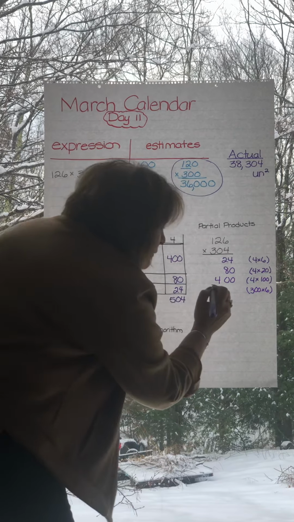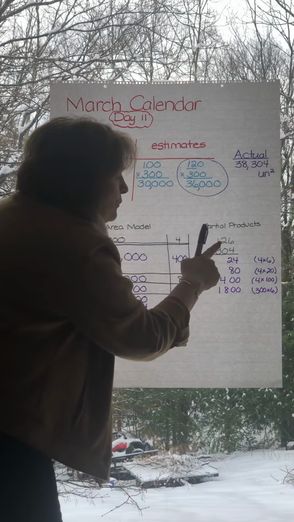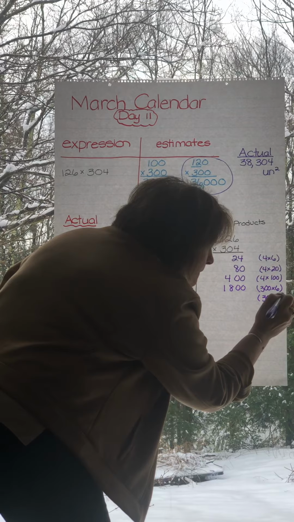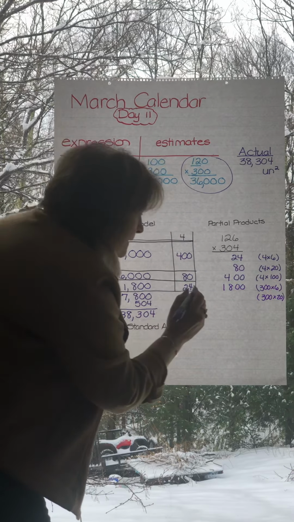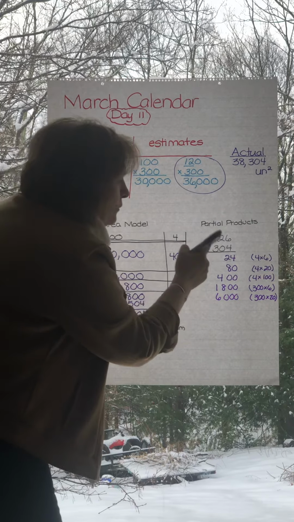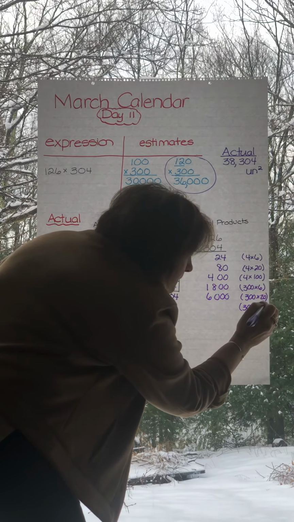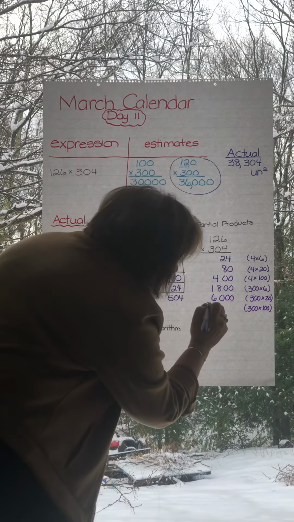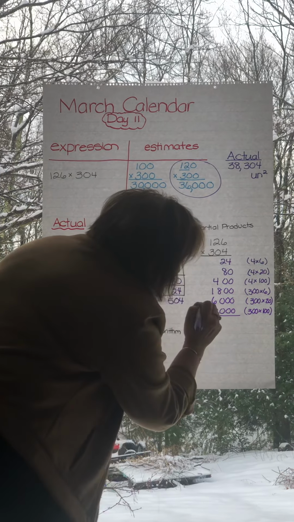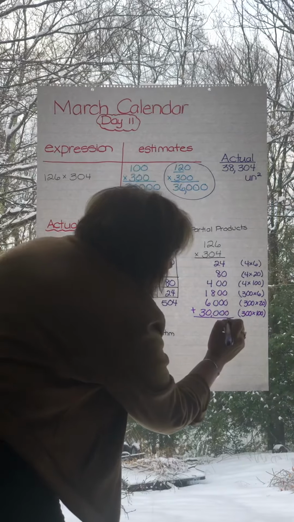And that, as we said before, is 1,800. And 300 times 20, and that is 6,000. And then 300 times 100, and that is 30,000. And then again, we add these all up, which is the same thing that we did here, but we'll take a look at it this way.